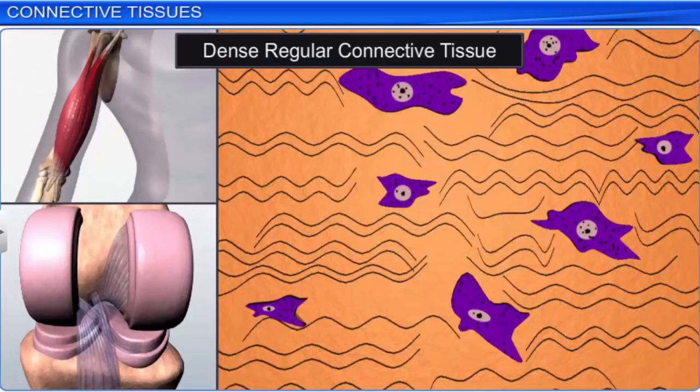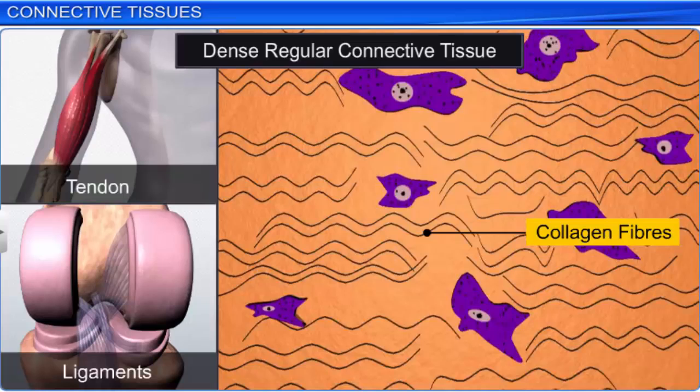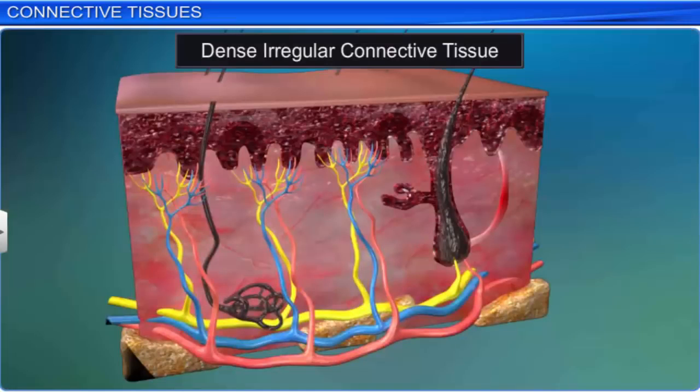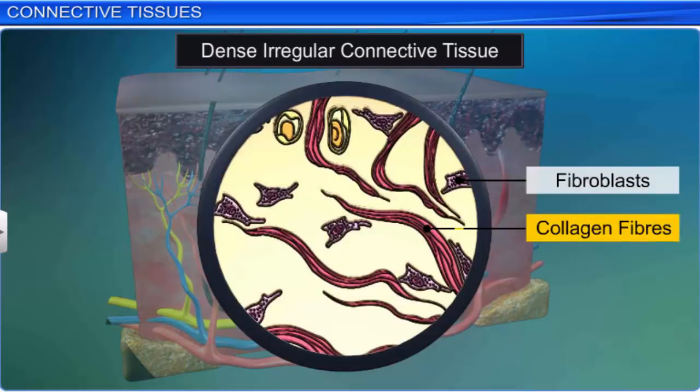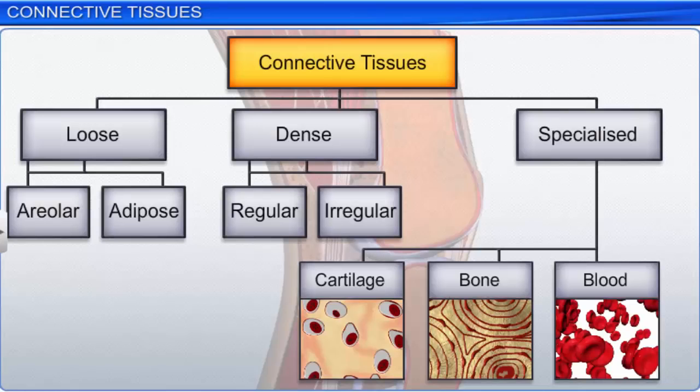In dense regular connective tissue, collagen fibers are present in rows between parallel bundles of fibers, as in tendons and ligaments. In dense irregular connective tissue, the fibroblasts and fibers orient differently, as in skin. The third category, specialized connective tissue, consists of cartilage, bone, and blood.